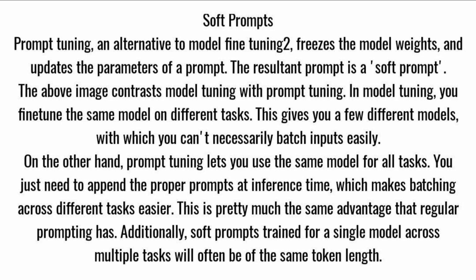In model tuning, you fine-tune the same model on different tasks. This gives you a few different models, with which you can't necessarily batch inputs easily. On the other hand, prompt tuning lets you use the same model for all tasks. You just need to append the proper prompts at inference time, which makes batching across different tasks easier. This is pretty much the same advantage that regular prompting has. Additionally, soft prompts trained for a single model across multiple tasks will often be of the same token length.